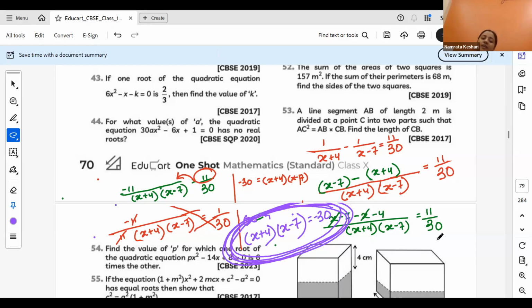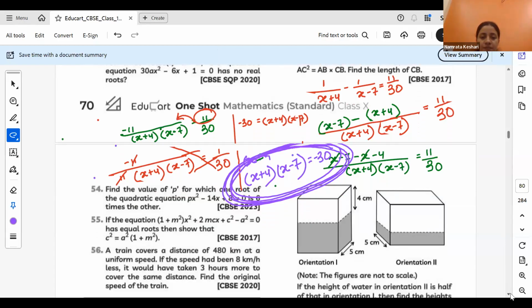Yes, Inan, are you getting it? Oh, ma'am, I got it into a case where we can do middle term splitting. Okay. What are we doing? Yes, ma'am.